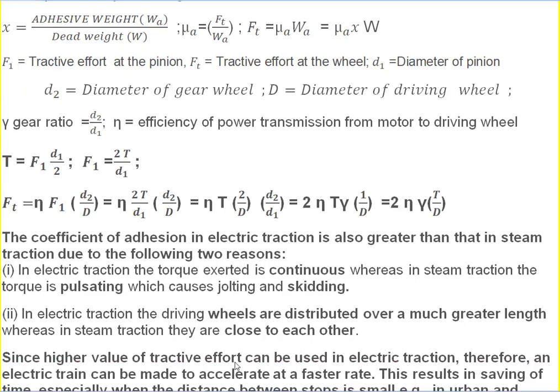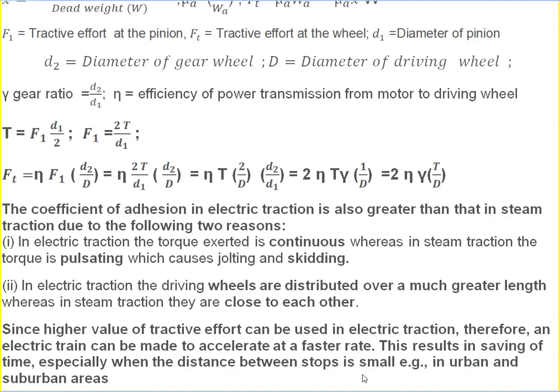So since the value of the tractive effort in the electric traction is more, the train will move faster because of the high acceleration. So this results in saving in time and also power, and when the distance between the stops is small, it is more useful. So that is for urban services and suburban services. So this electric traction is more useful.